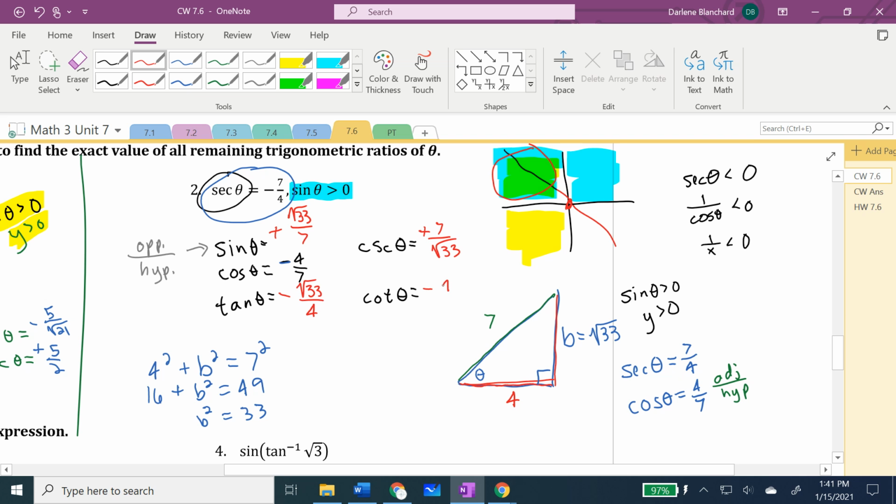Cotangent is its reciprocal. And I'm done. So the answer to this problem is just that piece of information that I just boxed in red.